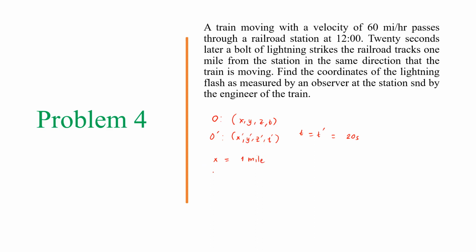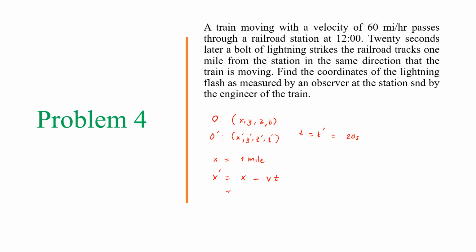So x is equal to 1 mile. And then there is no movement along the y and z axis, so both y and z components are 0. And for x prime, we can get x prime by using the Galilean transformation. So we have x minus v times t.